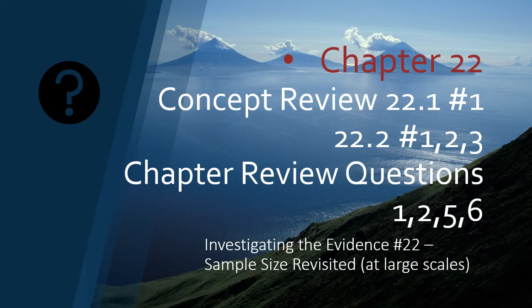For those in my class, make sure that you can answer the concept review question number 1 for the first section 22.1 and all the 3 questions for 22.2, the section on biogeography, and then the chapter review questions 1, 2, 5, and 6. Also, go back to the end of the book in Appendix A, Investigating the Evidence number 22. It's looking again at sample size and really how do you deal with sample sizes when you're dealing with very large areas? We've only got so much space, and so looking at sample size again and some of the issues working on large spatial scales.